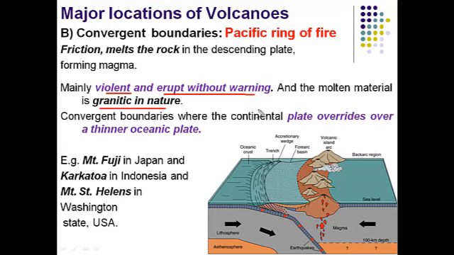The molten material is granitic in nature, that is mainly acidic in nature, very viscous and thick. The convergent boundaries where the continental plate overrides the thinner oceanic plate play a very important role at the subduction zone that gave birth to the convergent plate boundary volcanoes. The best examples are Mount Fuji in Japan, Krakatoa in Indonesia, and Mount St. Helena in Washington State, USA.